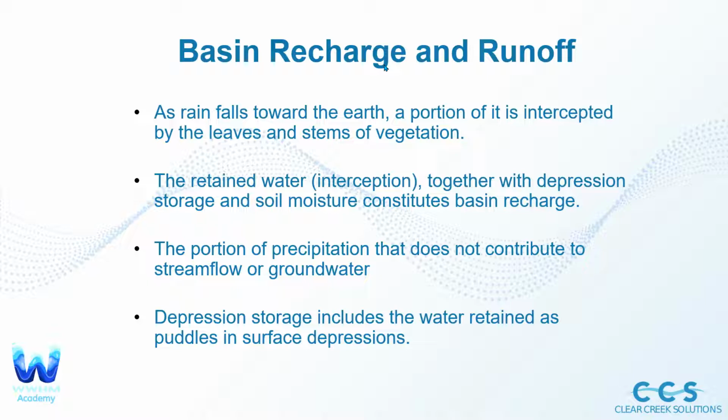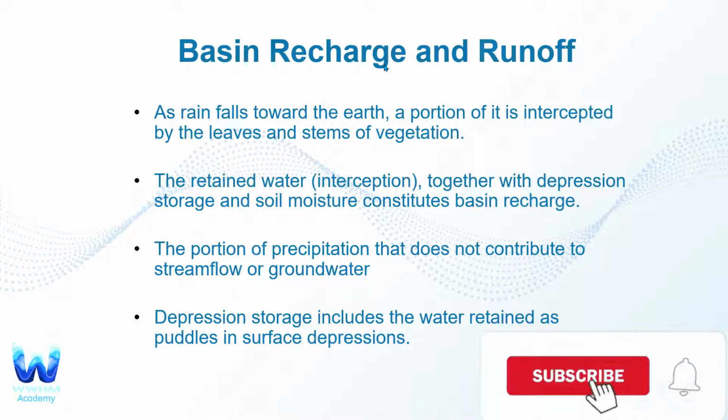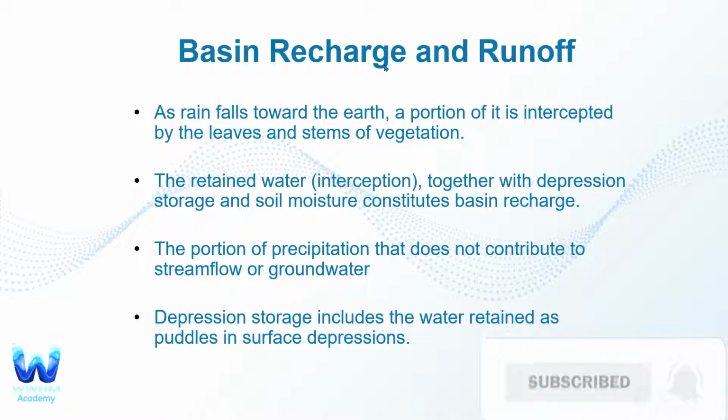So the retained water, which is referred to as interception, together with depression storage and soil moisture, constitutes basin recharge. So everything that has to do with basin recharge is all that intercepted water, some of the depression storage in the environment, and how much soil moisture the vegetation can hold. So when we get some more rain and more of that natural vegetation is able to acquire that water and retain it, that interception, that's what we're talking about when we refer to basin recharge. And usually that's a time number: how long does it take and how much rainfall to get that basin recharge.